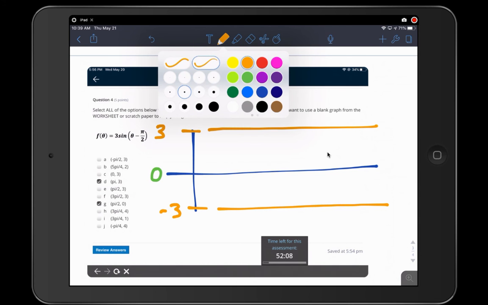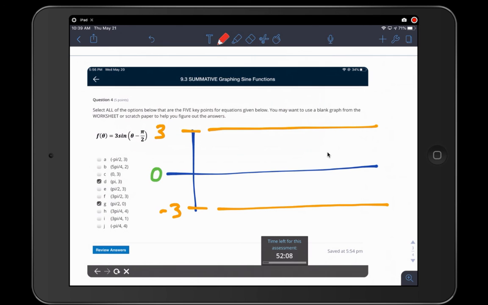All right, and then I forget what colors I used. I think I used red next. Yeah, red. So I can see here that my b value is 1. So that means my length of my whole period is going to go from 0 to 2 pi, just like a normal sine graph.